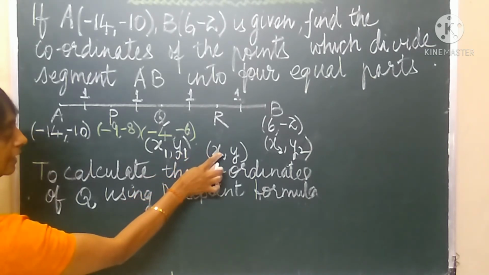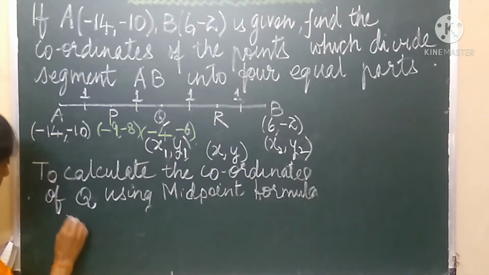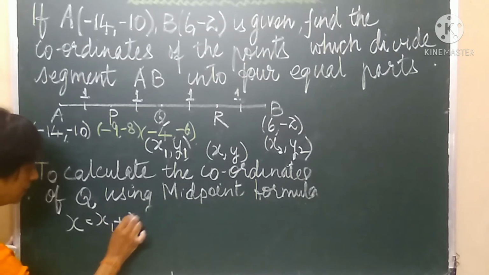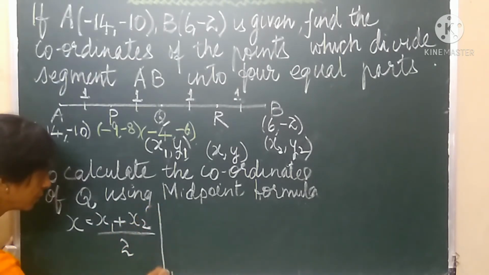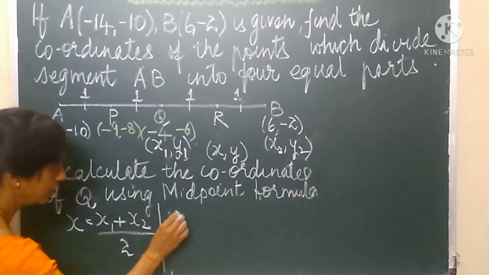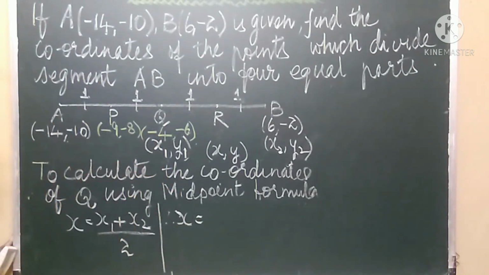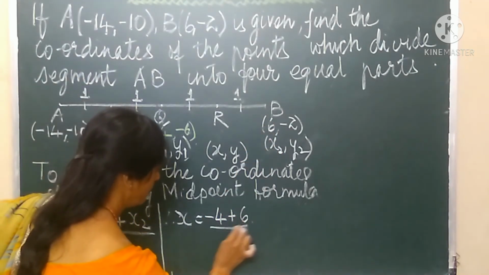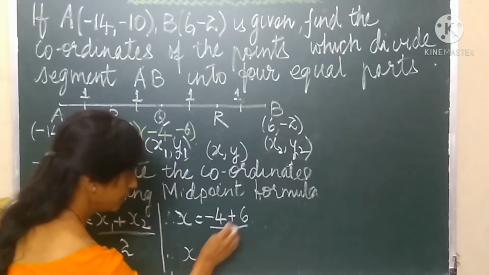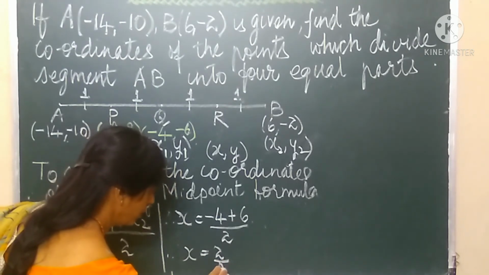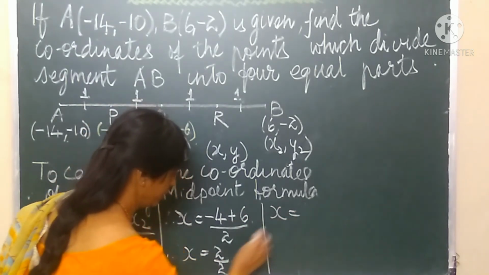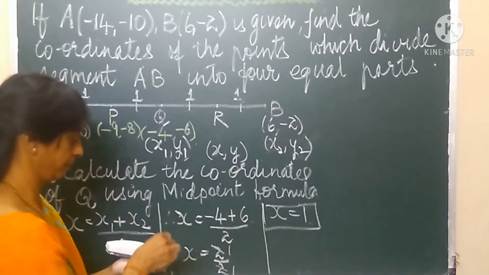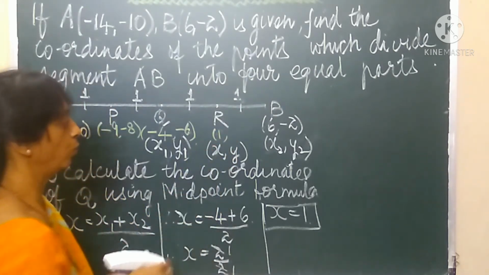And we have to calculate the value of coordinates of point R by using the midpoint formula. So let's calculate. x will be equal to x1 plus x2 upon 2. Therefore, x is equal to, now x1 will be substituted with the value minus 4 plus 6, upon 2. Therefore, x is equal to 6 minus 4 gives you 2, upon 2. Therefore, x is equal to 2 ones are 2 ones are. So, x is equal to 1. Value of x is 1.